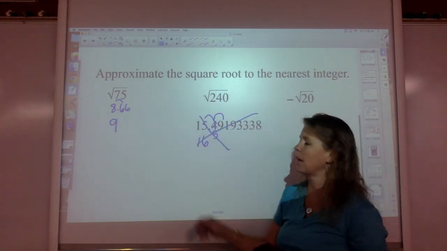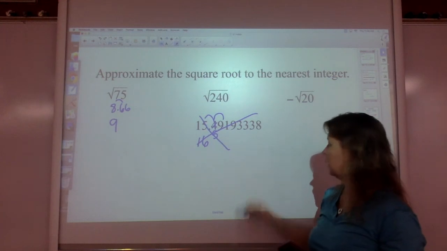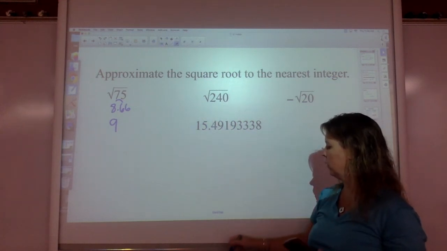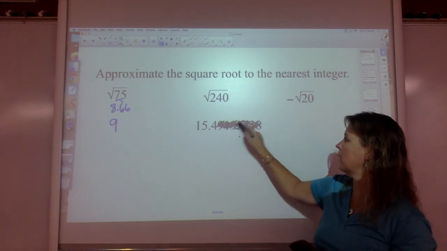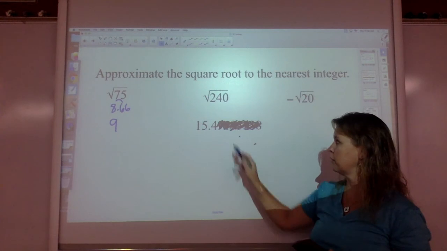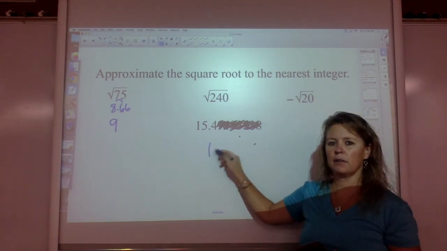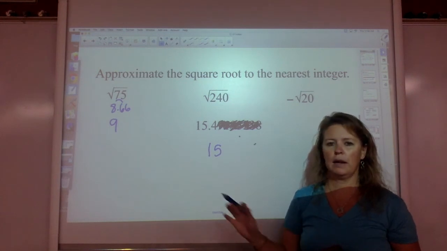That is illegal math. You don't get to go back here and try to round. If you are rounding, you only get to look at one number at a time, and it's the immediate first number. So if that says 15.4 and it asks you to round to the nearest integer, your answer is 15. Ignore anything past the 4.